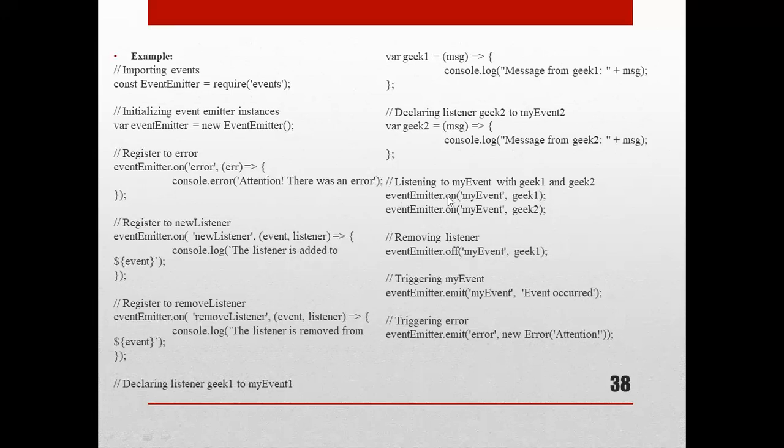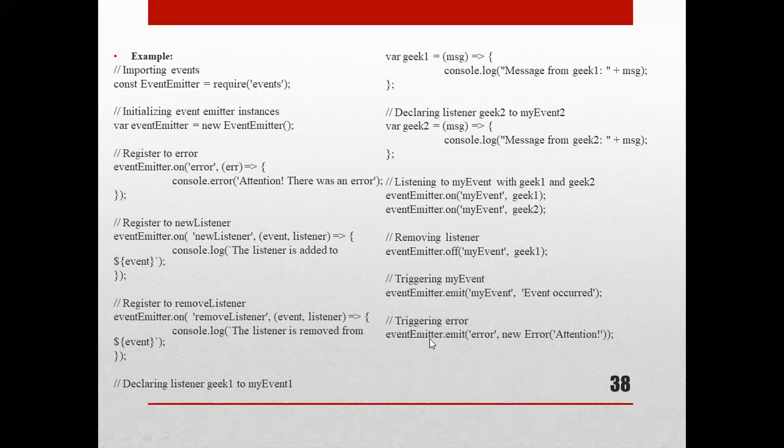Here you can see eventEmitter.on, which event, my event, and that particular listener, that is jig1 and jig2: eventEmitter.on my event jig1 and eventEmitter.on my event, comma, jig2. Now here we are going to remove the listener, like eventEmitter.off. Inside the bracket give the event name and the listener name. Then we are going to trigger my event like eventEmitter.emit, inside the bracket the event name and the message.